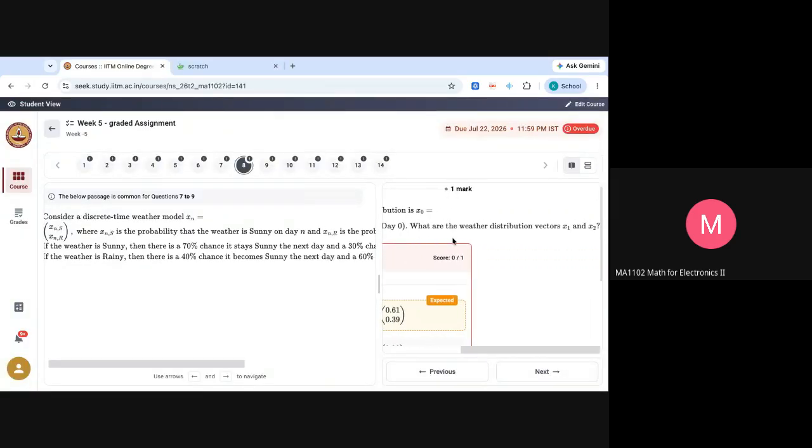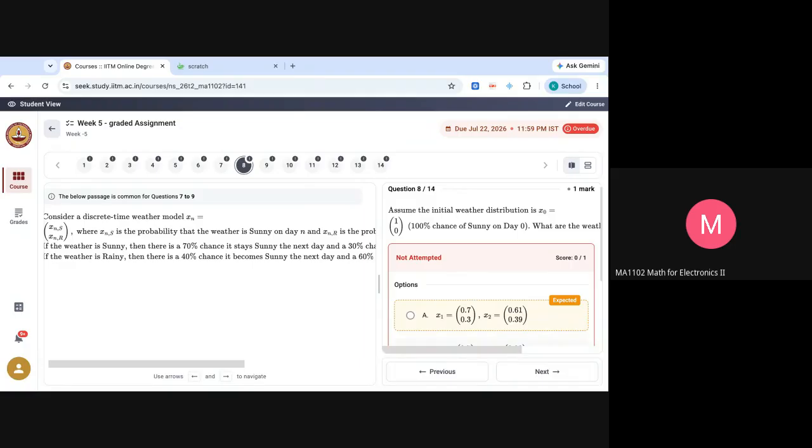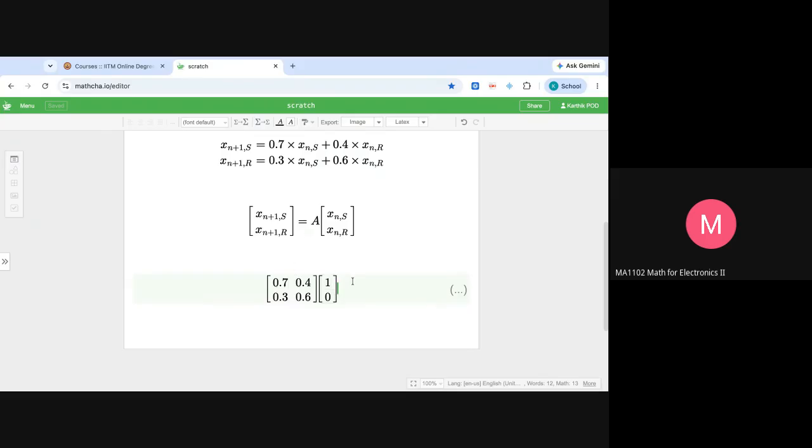What are the weather distribution vectors? X1 and x2. Okay, x2 is like you multiply it once more, right? So this is x1. I think what they mean by x1, even though they haven't explicitly given it, is x1 comma s, x1 comma r. Right? So this is what they mean. So this is nothing but x0 comma s and x0 comma r.